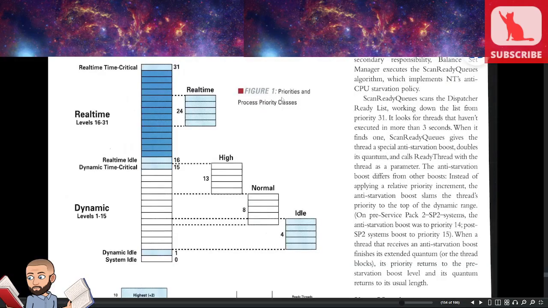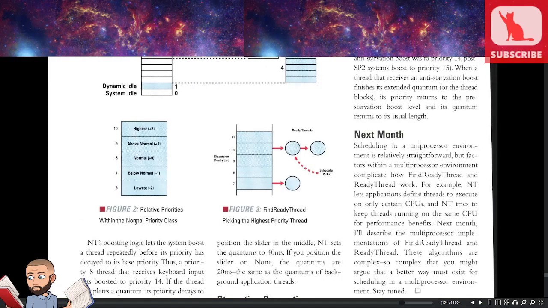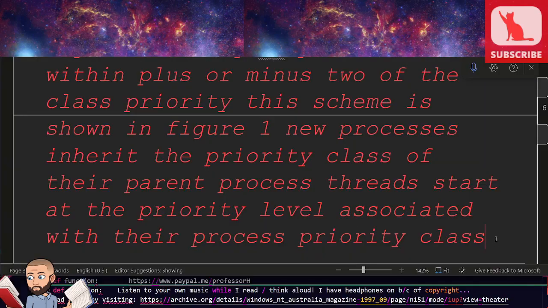So here's Figure 1. Priorities and process priority classes, the 0 through 31 column. Let's go ahead and take a sneak peek at Figure 2 and Figure 3. This one is relative priorities within the normal priority class, so lowest to highest. Figure 3, find ready thread, picking the highest priority thread. So this is the dispatcher ready list. Okay, we'll get there in the reading.